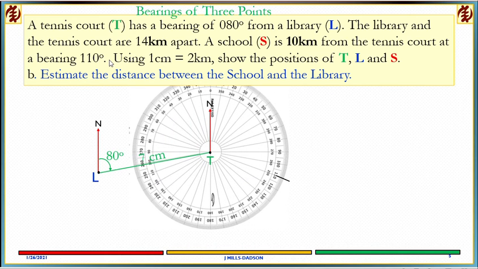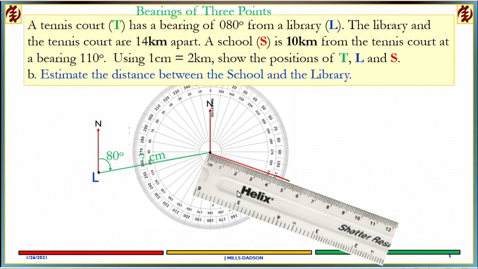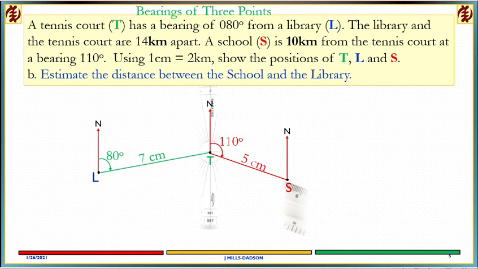That's 110, but the distance is 10 kilometers. 1 cm is 2 kilometers. 10 kilometers, 2 times 5 is 10. So 1 times 5, 5 cm. Measure 5 cm. Okay, so I've now been able to show the location of the library, the tennis court, and the school. I've now shown the positions.